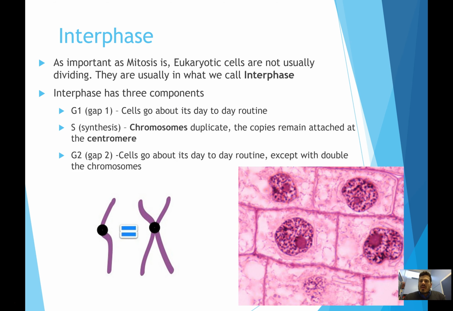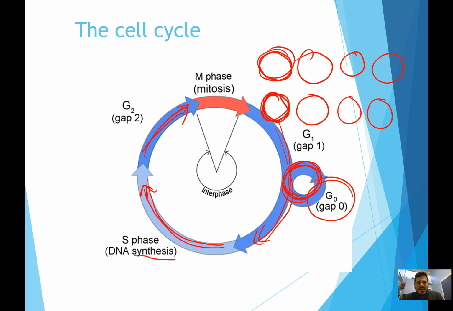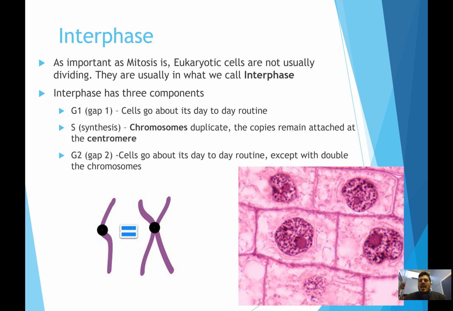The first one we're going to talk about is what we call interphase. Interphase is actually the G1, the S, and the G2 stages of the cell cycle. All right, and even though mitosis is extremely important, the eukaryotic cells actually aren't usually dividing. Usually they're in this what we call interphase that's made up of these 3 components.